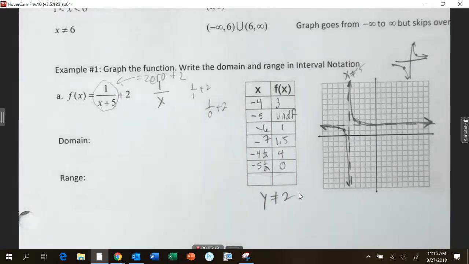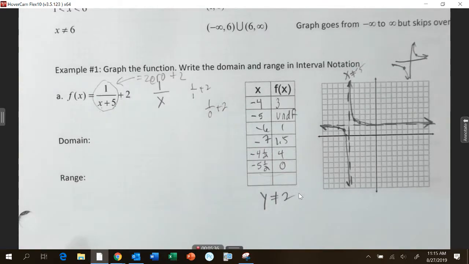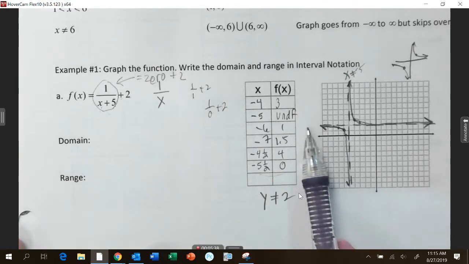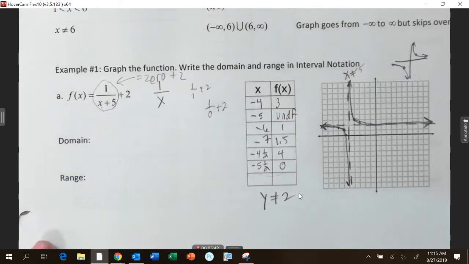All right, domain and range. Let's talk about set notation, which is what you're getting quizzed on. And then we'll add in interval notation as well. Set notation, the domain, how far to the left does it go? How far to the right? Which x's can I use for my domain? Is it all real numbers?